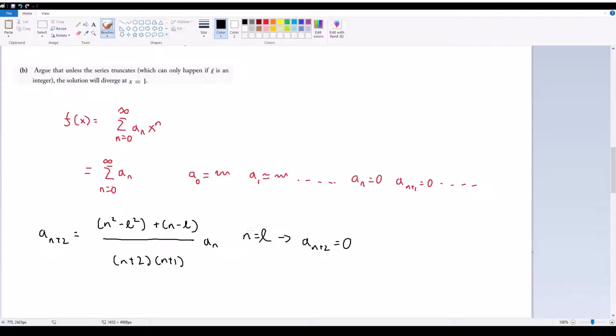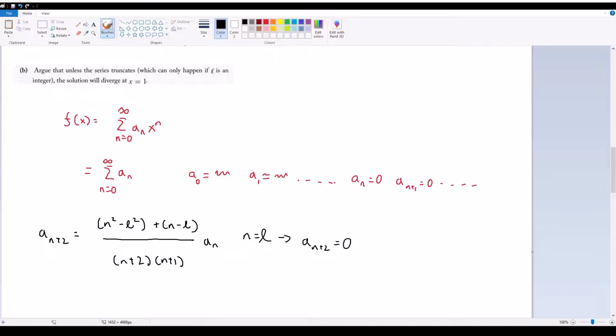Alternatively, if n doesn't equal l, then this top term doesn't necessarily equal 0. And remember, n is an integer, so if l is not an integer, then that implies that this series is never going to truncate at any point. Our summation is going to diverge, therefore we don't actually have a valid solution.